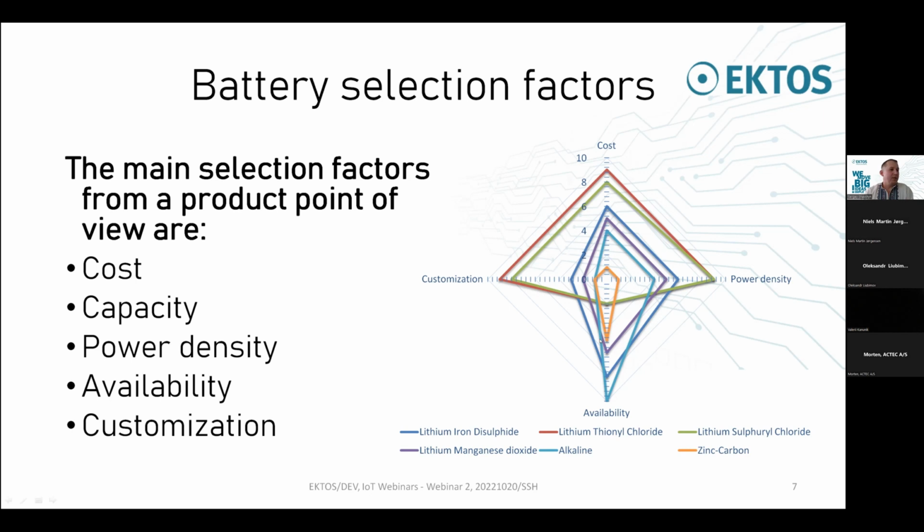And then we come to lithium batteries, which cost much more than, for example, alkaline and zinc carbon batteries. But at the same time, they are highly customizable. They can be made in different form factors and stuff like that. They have a huge power density compared to others. So it's clearly important to find a trade-off between the factors when you implement the battery into a product.